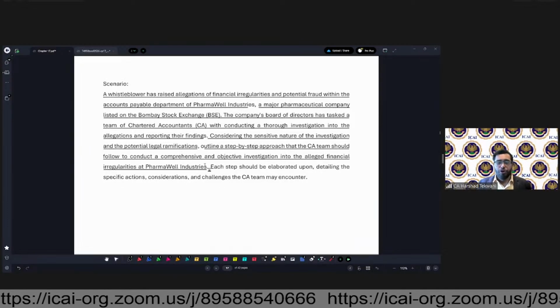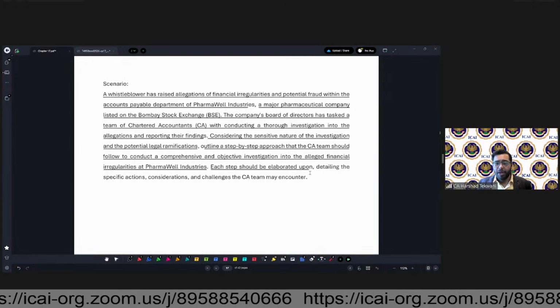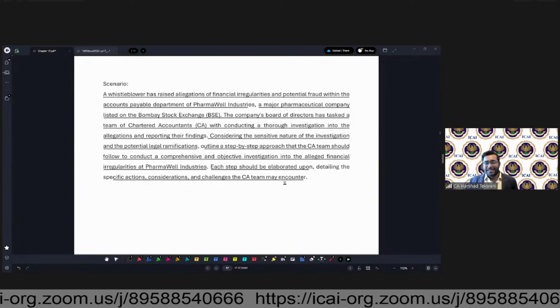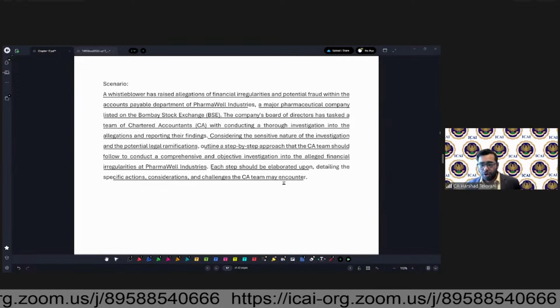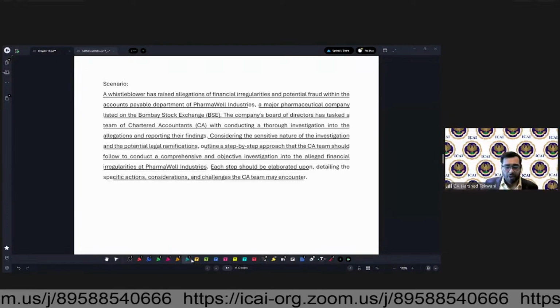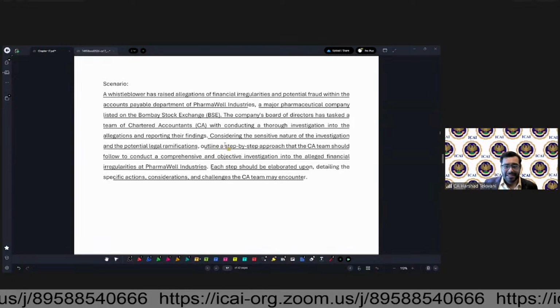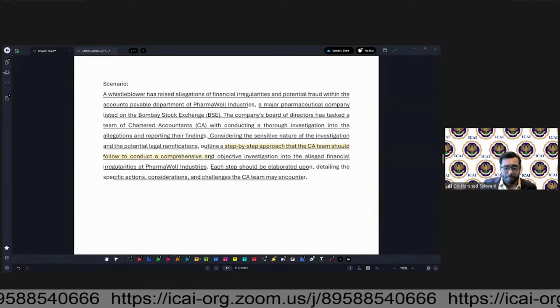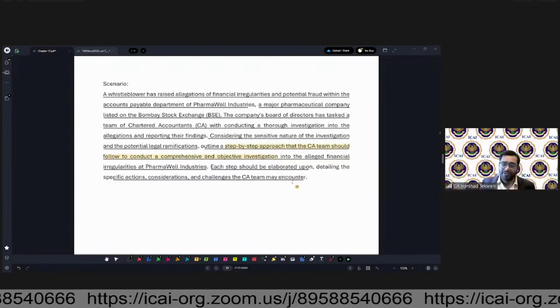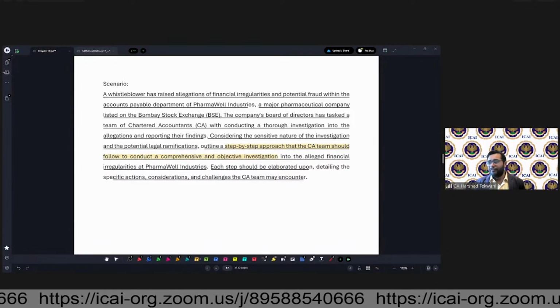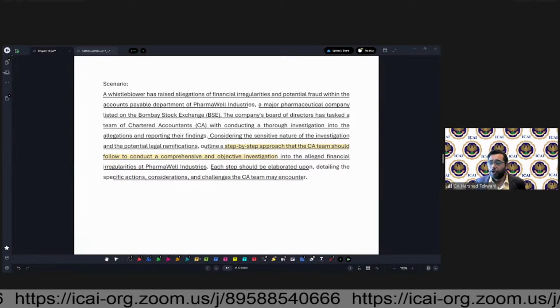So you need to elaborate each step and detail actions and considerations. You need to provide a step-by-step approach that the CA team should follow to conduct a comprehensive and objective investigation. Tell me, how will you conduct this investigation? What approach will you follow?